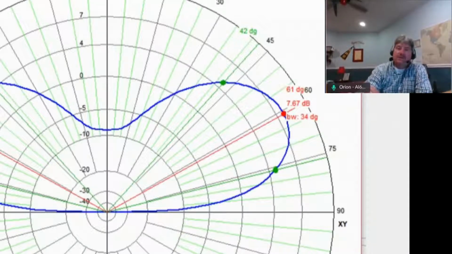Then you can see from here you have a 42, and I don't see the other number here, but you have the beam width of 34 degrees. So you're going to have 17 degrees up and 17 degrees below this 61 degrees. So you have a beam width of 34 degrees.